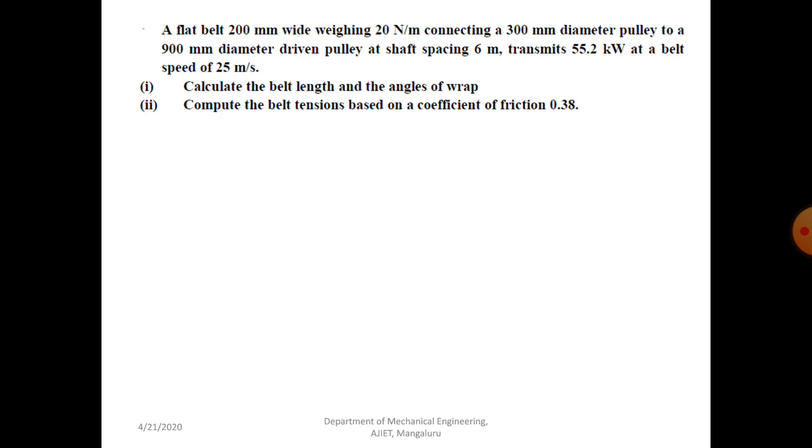It is almost similar to the previous problem, but here the belt weight is given, that is 20 Newton per meter. So the weight per unit length is given. This will be one more data, denoted by W dash. W dash is nothing but weight per unit length. Now how to calculate all these things, belt length, belt tension and angles of wrap, we'll see in detail.